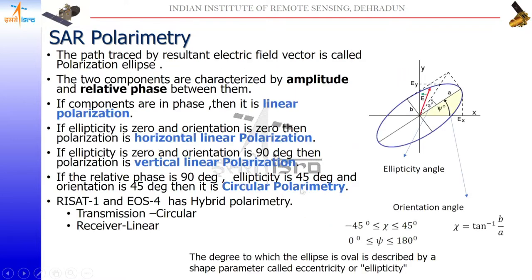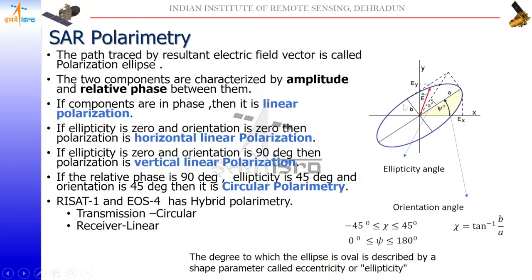Okay, in SAR polarimetry, let us see what the polarization ellipse is. The path traced by the resultant electric field vector is called the polarization ellipse. As I told you, polarization is the orientation of the electric field vector, so what path is traced by this electric field vector? This red line is the electric field vector. How this resultant electric field vector traces its path is called the polarization ellipse.